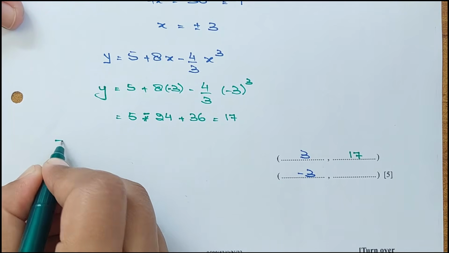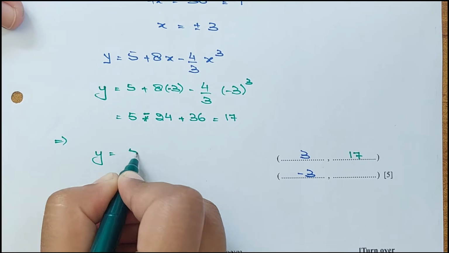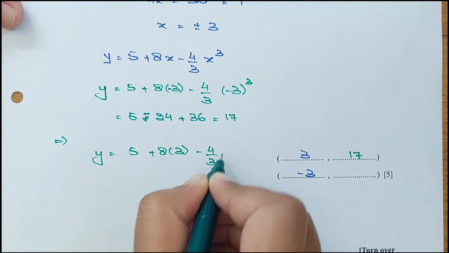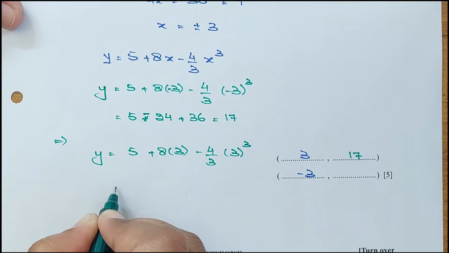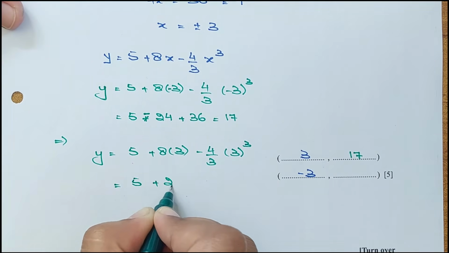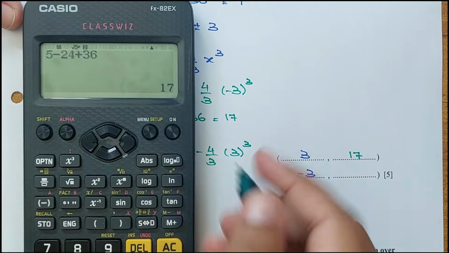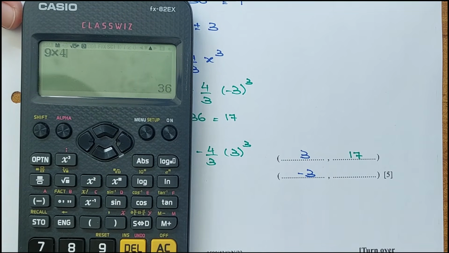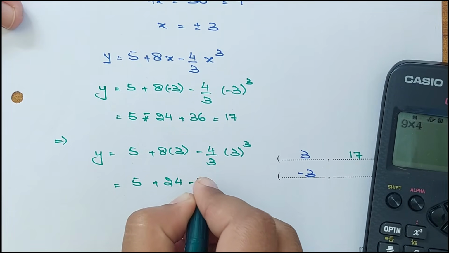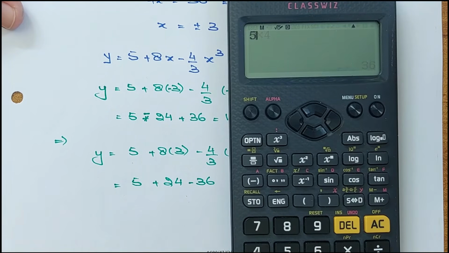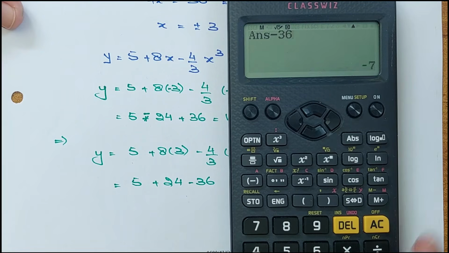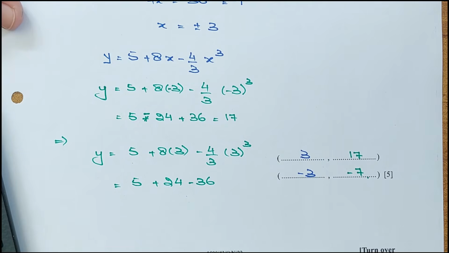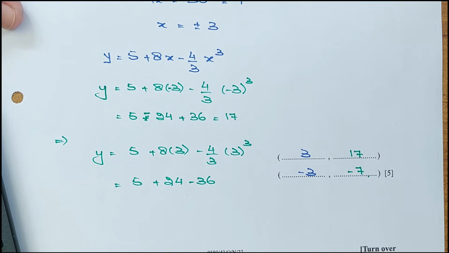Now at x equals 3, y is equal to 5 plus 8 times 3 minus 4 by 3 times 3 cube. This is 5 plus 24. 3 is cancelled with 3 square. 3 square is 9, and 9 times 4 is 36, negative 36. Okay, 5 plus 24 minus 36 is minus 7. So these are the two coordinates. These are the coordinates of two possible points where the tangent meets the curve.